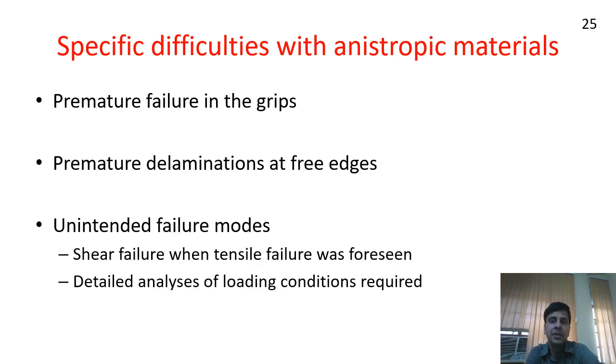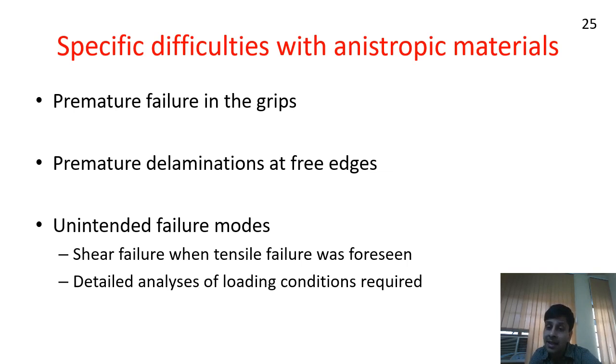So another difficulty with anisotropic materials is premature failure in the grips, which is much more pronounced than in isotropic materials. There are delaminations and there are unintended failures. Let's say I am applying some sort of compressive load, I want to check the buckling strength. Now my fibers were misaligned by some angle or my load was not properly aligned, and it failed due to shear. Now if that happens, then my test is incorrect. Either I have to repeat the test or I have to do a detailed analysis of the loading condition and then understand why this happened.